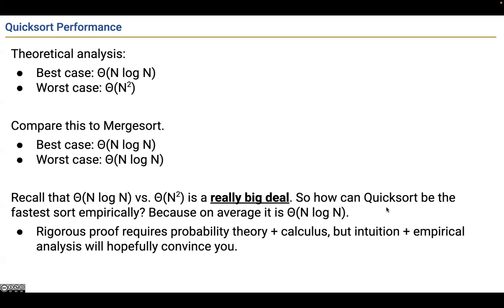To actually prove it, I have to pull out some math and do an integral. I'm not going to do that. I will just show you two intuitive arguments that I hope convince you that quicksort is n log n expected with extremely high probability, like astronomical probability.